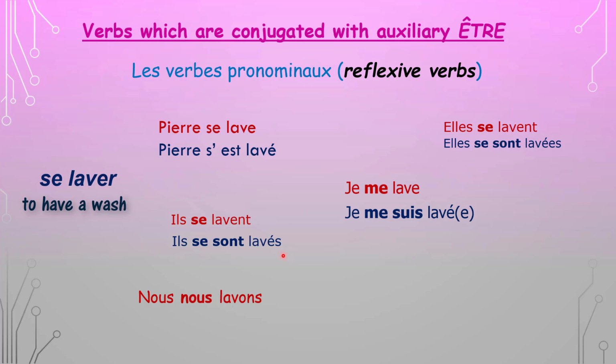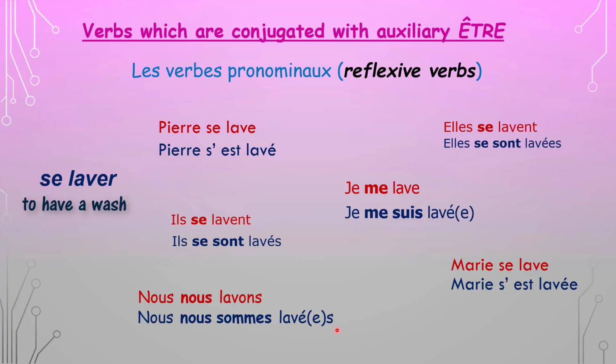Nous nous lavons, nous nous sommes lavés. So it depends. If the nous is feminine, then you add an e and an s. Marie se lave. Marie s'est lavée. Marie is feminine, so you add an e at the end for the past participle.